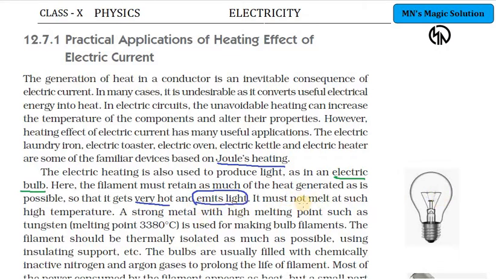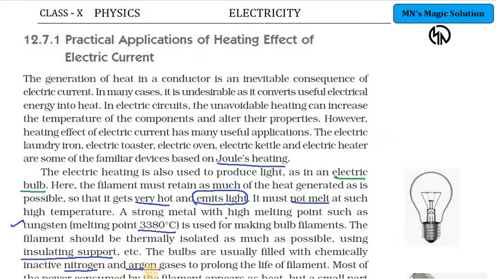First thing, அவ்ளோ heat ஆச்சுனாலும் it should not melt இல்லையா? அதனாலதான் we make use of a high melting point filament which is tungsten. Its melting point is 3380 degrees Celsius. That is why it is used in making bulb filaments. The filament should be thermally isolated as much as possible using insulating support. Thermal isolation. You might ask, ma'am, current எப்படி ma'am pass ஆகும்? Because நீங்க வச்சிருக்கிறது insulating support ஆச்சே. Insulator, it is not a current insulator, it is a heat insulator. It does not allow heat energy to go elsewhere. அதே மாதிரி இந்த பல்புக்குள்ள பாத்தீங்கன்னா they have filled it with inactive nitrogen and argon gases.